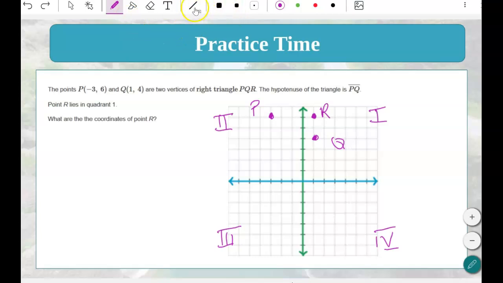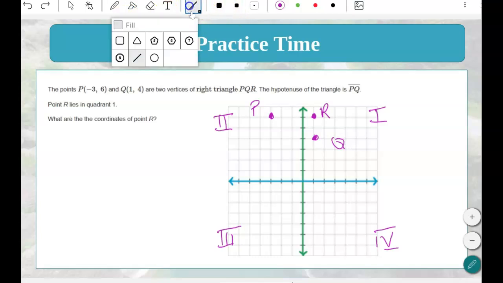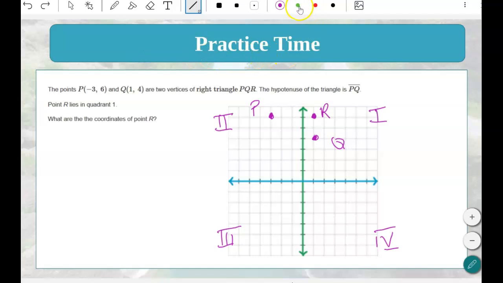Okay, so let's go ahead and find the distance here. I'm going a little too far with this. What are the coordinates of point R? All you have to do is come up with the coordinates. So it's at 1, and then it's up 1, 2, 3, 4, 5, 6. So 1, 6 are the coordinates.